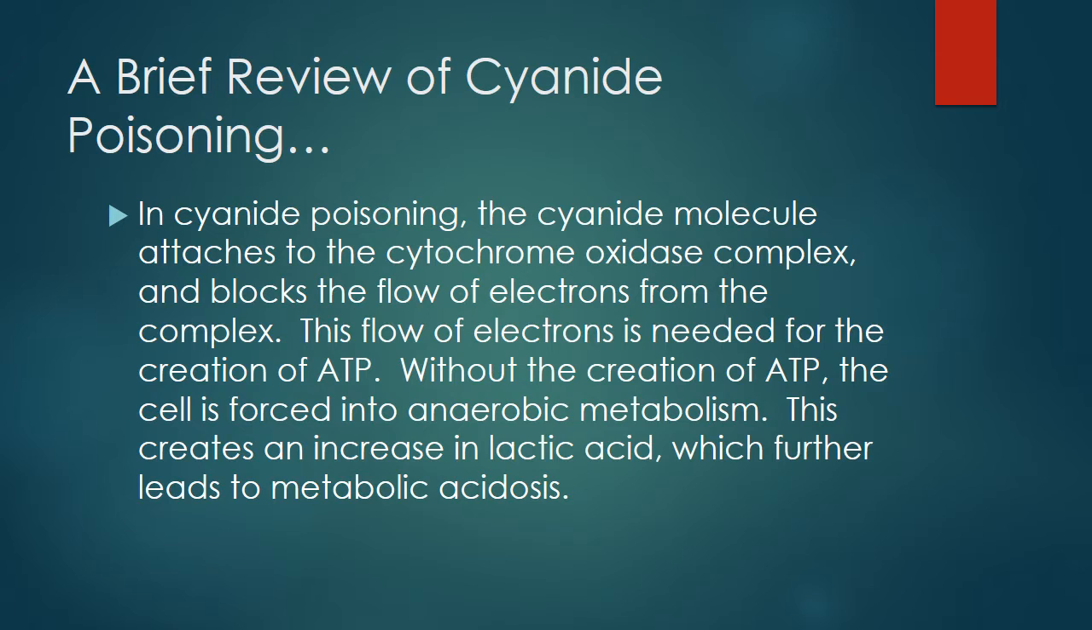In cyanide poisoning, the cyanide molecule attaches to the cytochrome oxidase complex instead of the oxygen doing so, because there's a higher affinity with the cyanide than the oxygen. This blocks the flow of electrons from the complex. This flow of electrons is needed for the creation of ATP. Without the creation of ATP, the cell is forced into anaerobic metabolism. This creates an increase of lactic acid, which in turn leads to metabolic acidosis.